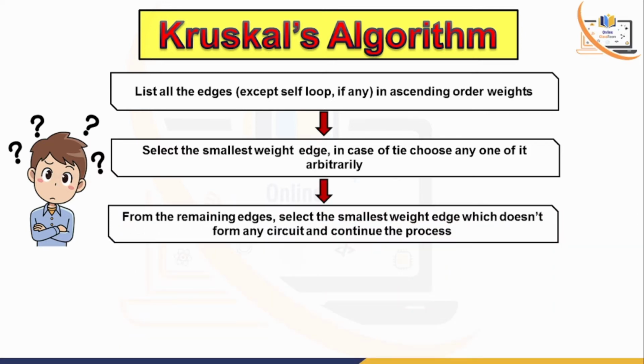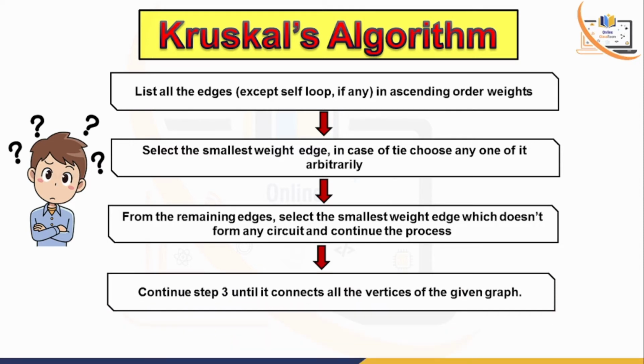Now move on to the third step. Basically, from the remaining edges, we have to select the smallest edge which doesn't form any kind of circuit, and obviously we will continue this process one by one. Okay, so those are the corresponding steps, and in the last case obviously we have to continue step number 3 to connect all the vertices of the graph, because we are trying to find the minimal spanning tree and it says that it will connect all the points of the graph.